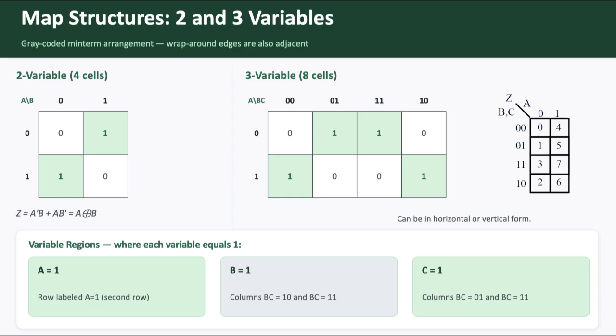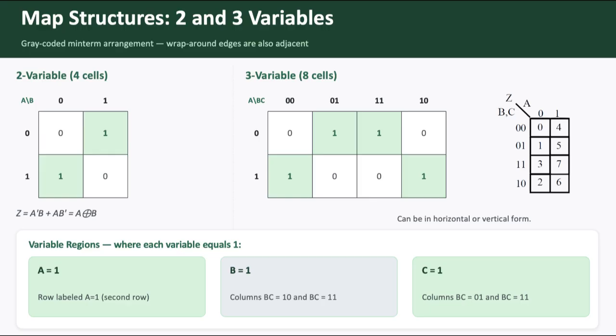Let's look at the actual structure of 2-variable and 3-variable maps in detail. For the 2-variable map on the left, you have a 2 by 2 grid. Row index is A, column index is B. I've plotted a function where Z equals 1 at minterms 1 and 2, corresponding to A prime B and AB prime, which gives us Z equals A XOR B. The two ones are diagonally placed and cannot be combined. So the minimal expression is exactly the two terms shown.